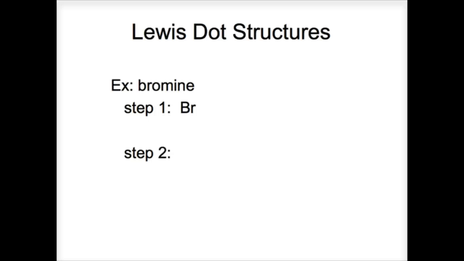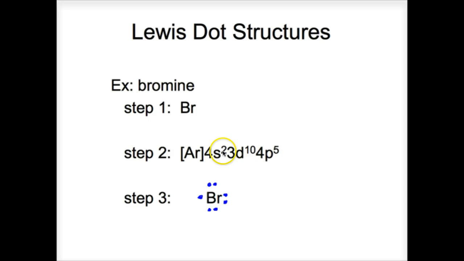So, step 1, Br. The noble gas configuration is 4s2, 3d10, 4p5. Pause it, check what you think the valence electrons are, and draw the dots. So you should have picked up on 4s here, 4p here, so that means I have 5 and 2 is 7, so I have 7 dots around bromine.